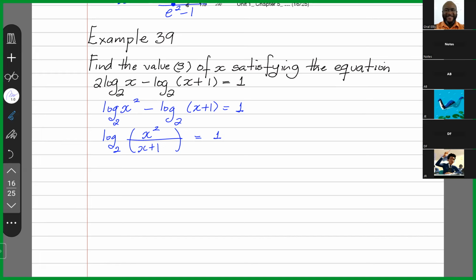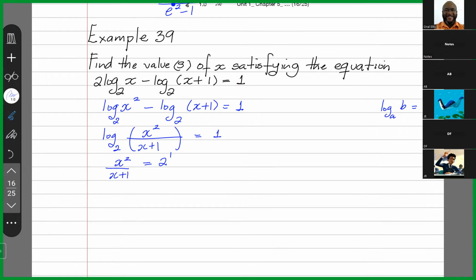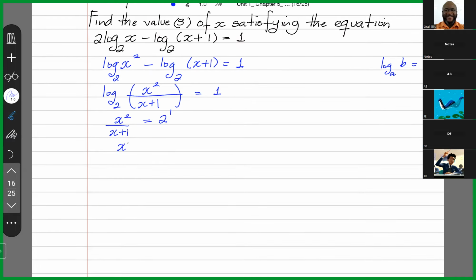Next, I'm going to move from log form to index form. Now, when you're in the log form, for example, log to the base a of b is equal to x, in that form, a is the base, b is the number, and x is the power. Now, in moving from log form to index form, the number, which is x squared over x plus 1, is equal to the base 2 raised to the power 1. So what we have basically right now is x squared over x plus 1 is equal to 2 over 1.